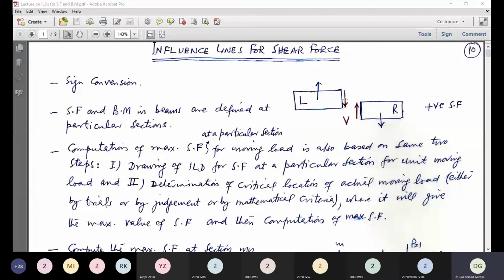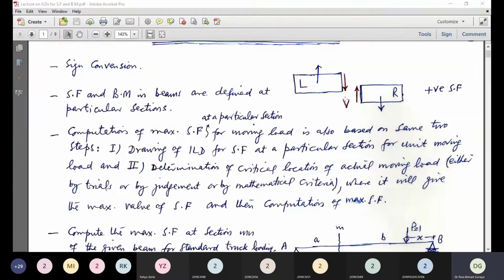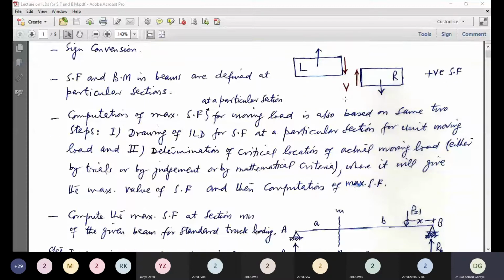So the second point is that shear force and bending moment in beams are defined at particular sections. Now, computation of maximum shear force at a particular section for moving load is also based on the same two steps. Step one is drawing the ILD for shear force at a particular section for unit moving load, and step two is determination of critical location of actual moving loads, either by trials or by judgment or by a combination of both, or lastly by using the mathematical criteria where it will give the maximum value of shear force, and then computation of the maximum shear force.